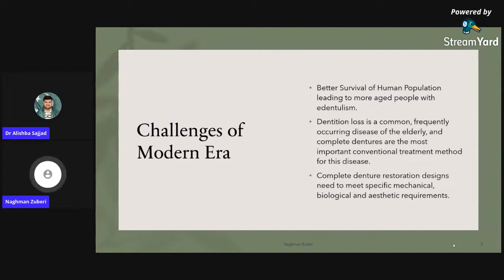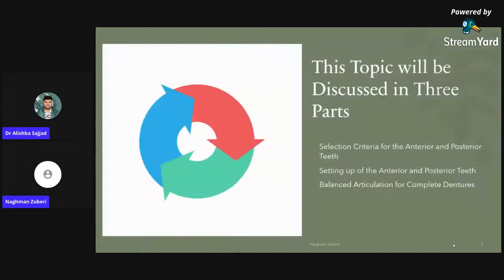Complete denture restoration designs need to meet specific mechanical, biological, and aesthetic requirements. We have divided this topic into three parts. Today we will be discussing part one: selection criteria for the anterior and posterior teeth. Then the next lecture will be on setting up of the anterior and posterior teeth. And finally, in the third lecture, we will be discussing balanced articulation for complete dentures.